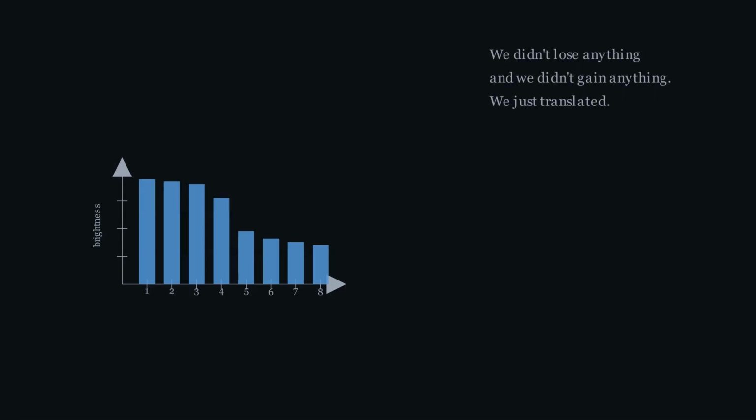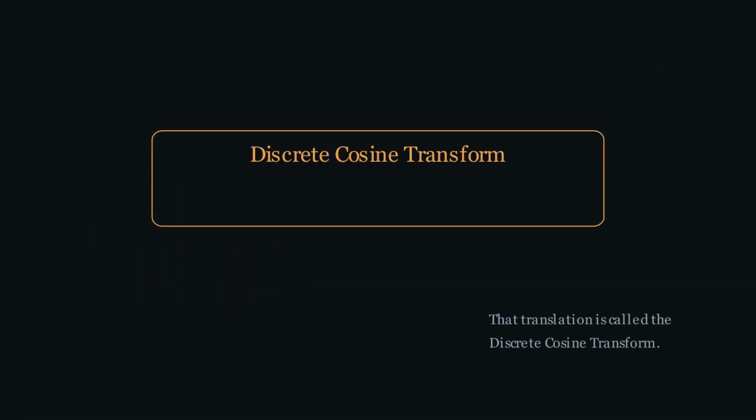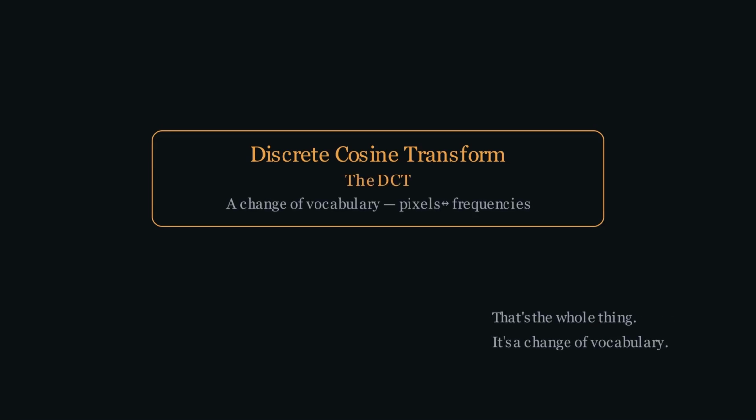We didn't lose anything and we didn't gain anything, we just translated. From the language of pixels to the language of frequencies. That translation is called the discrete cosine transform, the DCT. That's the whole thing. It's a change of vocabulary. Now, why on earth would we do this? The bars described our image fine. What did we get? Hold that question. We'll answer it in a minute.